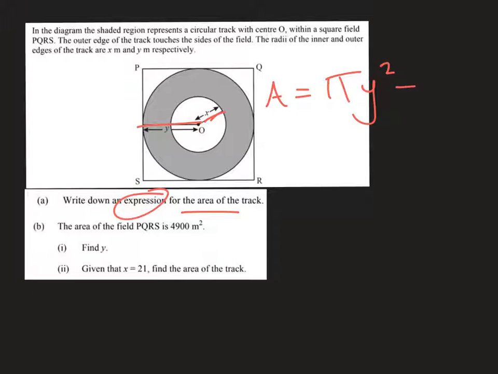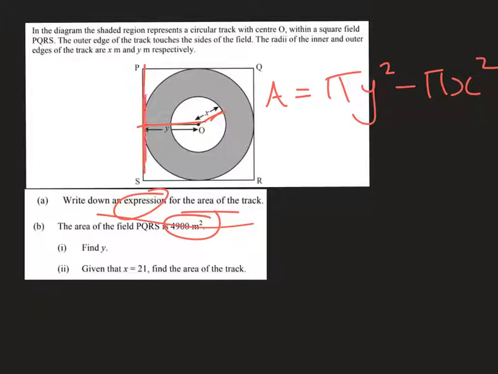And then from that, what we're going to do is subtract the area of the smaller circle in the centre. So that's pi r squared, but this time the radius is x. So therefore, we're going to subtract pi times x squared. So that's our expression. In part B, then, we're told that the area of the field PQRS is 4,900 meters squared.